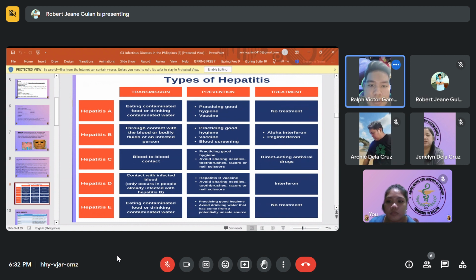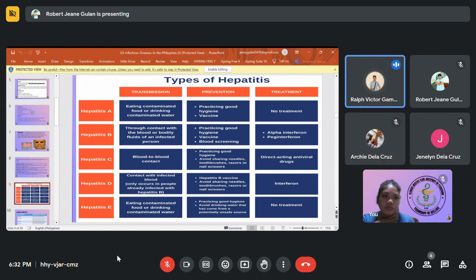Hepatitis B. The transmission is through contact with the blood or bodily fluids of an infected person. The prevention is practicing good hygiene, also vaccine and blood screening. The treatment is alpha interferon.